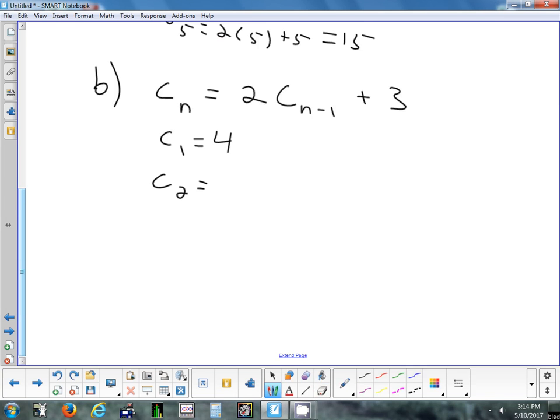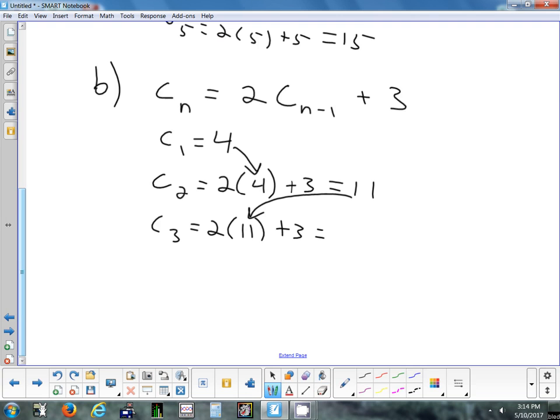What would be the calculation? You have to take 4 times 2, or 2 times 4, times the term before it. Yeah, and then add 3. So what do you get? You get 8 plus 3, which is 11. And then C sub 3, the calculation would be 2 times 11, and then add 3. Why did I write C sub n minus 1? Because that means the term before the one you're looking for.